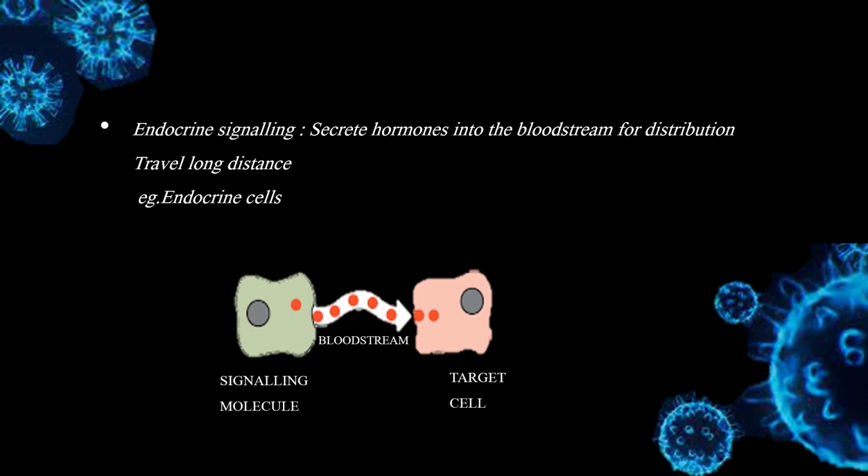Endocrine signaling involves the secretion of hormones into the bloodstream for distribution. So in this type of signaling, the signals will travel a long distance. For example, endocrine cells.